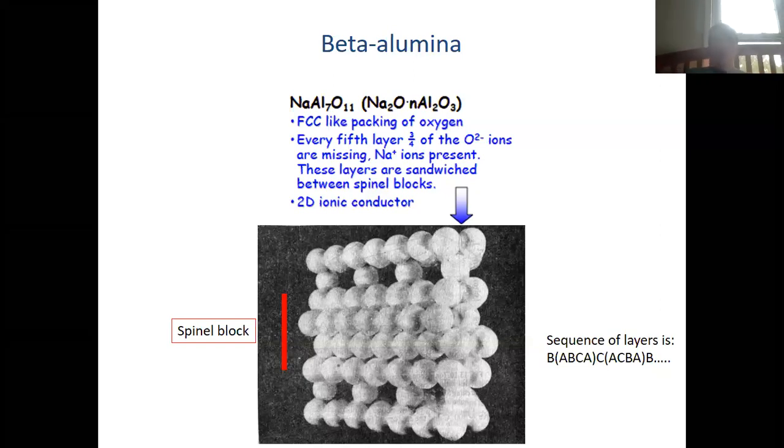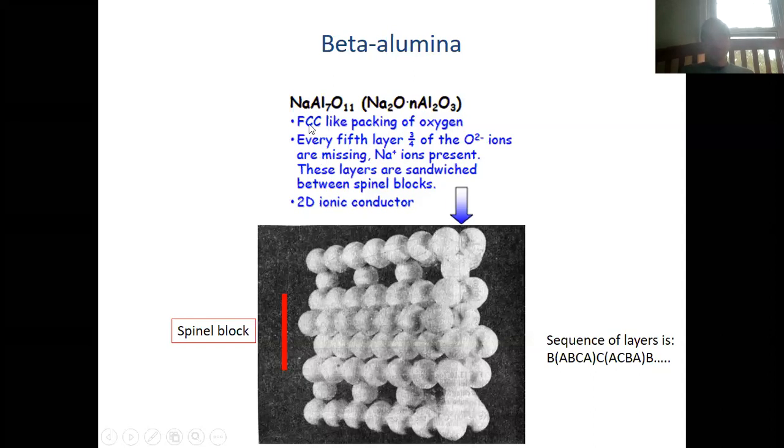So beta-alumina was discovered in the 1960s at Ford, and has actually triggered a lot of research on ion conductors in general. How can we understand the ion conductivity in beta-alumina? We can understand this again by looking at the crystal structure, which is shown here.